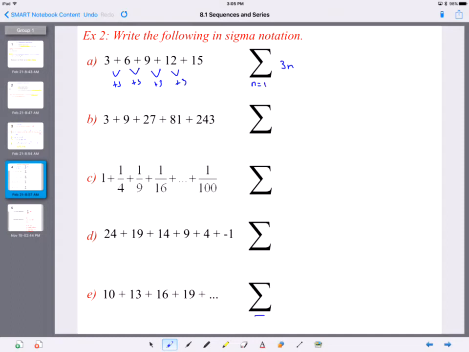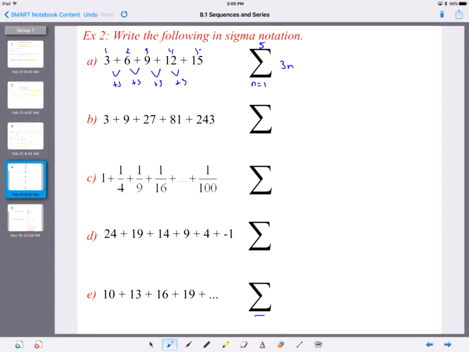3 times 1 would be 3. And if I do 2, 3 times 2 would be 6. 3 times 3 would be 9. 3 times 4 would be 12, and 3 times 5 would be 15. So it looks like we have the answer. We want to start n at 1, and so n would be 1, 2, 3, 4, and 5. So we'll go all the way up to n equals 5. And there you go. You just work backwards from the summation, looking for that repeated addition.